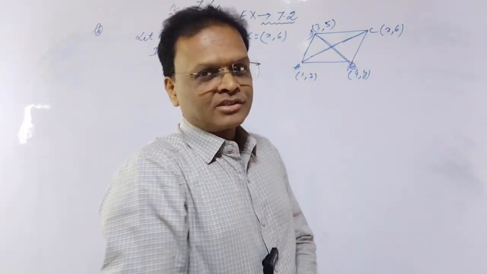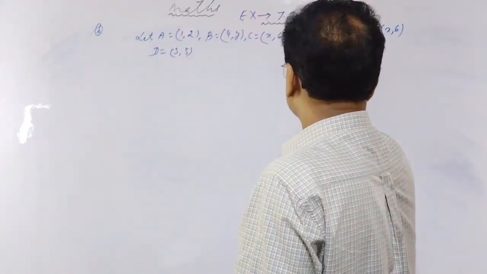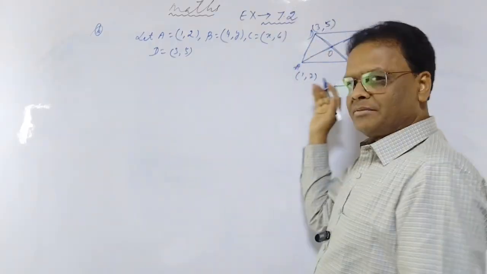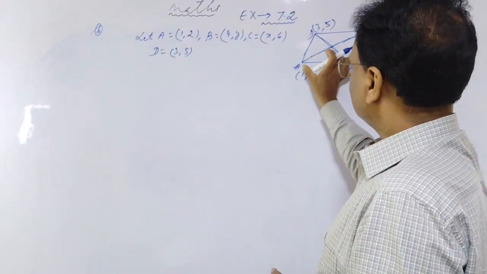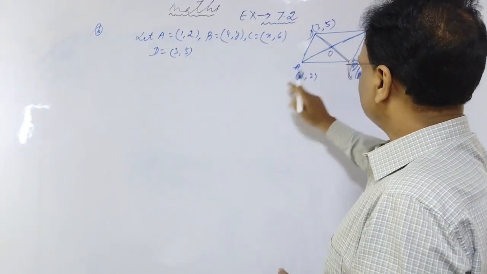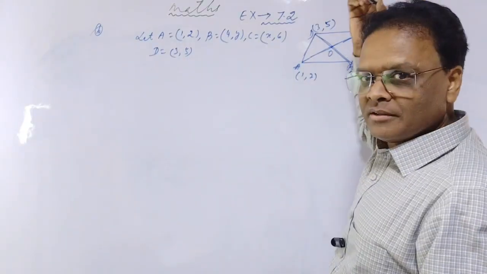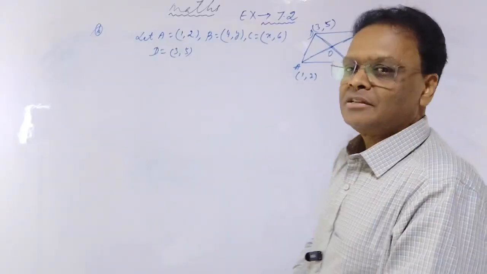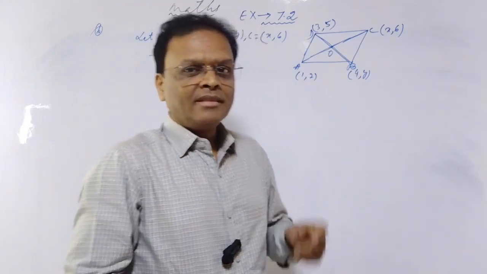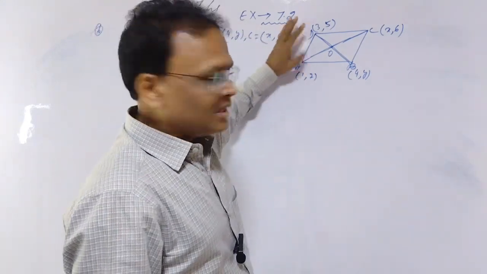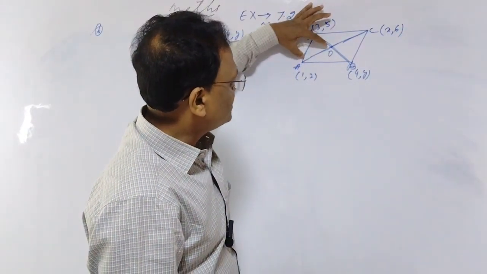So in the parallelogram, the diagonals bisect each other. If the diagonals bisect each other, let it be the midpoint. What is the midpoint of AC? Midpoint of AC is O. And what is the midpoint of BD? Midpoint of BD is also O. That means if the diagonals bisect each other, then definitely their midpoints are equal. Whose midpoints? The midpoints of the diagonals are equal.